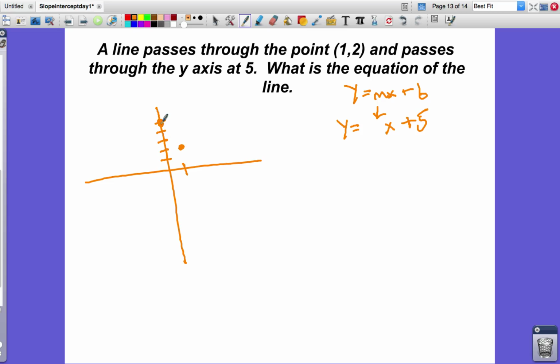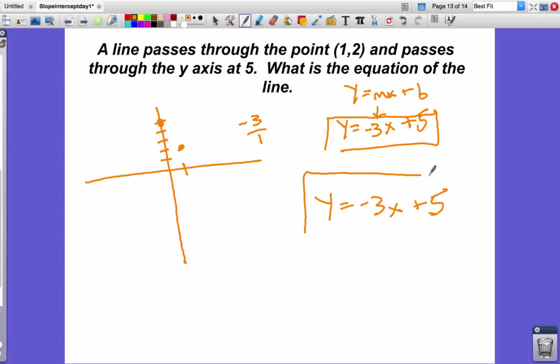So from here to here, I'm going to go down 1, 2, 3 over 1. That means my rise over my run is -3 over 1. So my slope is just -3. And I'm all done. Whoops, I crossed it off there. So it's y equals -3x plus 5. That would be the equation of this line.